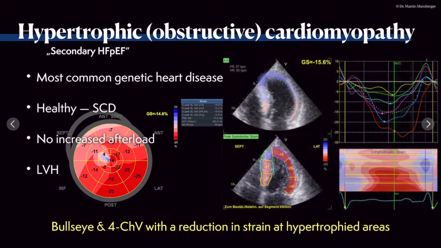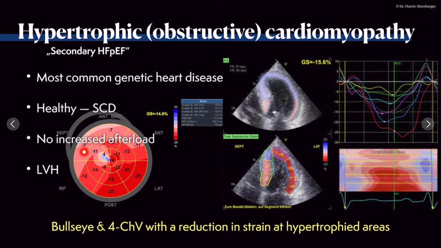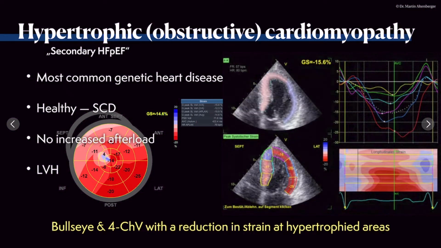Systolic longitudinal function. It's overall the most common genetic heart disease, so in case of a thickened hypertrophied ventricle, you have to think about hypertrophic cardiomyopathy. Even healthy individuals, before it was obvious or evaluated that they actually have hypertrophic cardiomyopathy, they were considered healthy. They can suffer from a sudden cardiac death. We have here no increased afterload, so we should not see a relevant aortic stenosis, and we shouldn't have, of course, severe uncontrolled hypertension. And we have this true form of left ventricular hypertrophy.